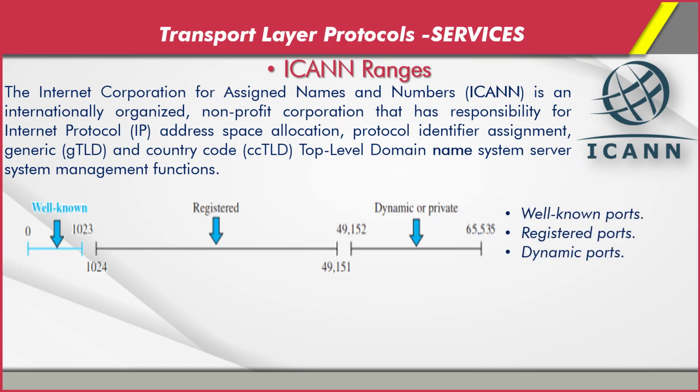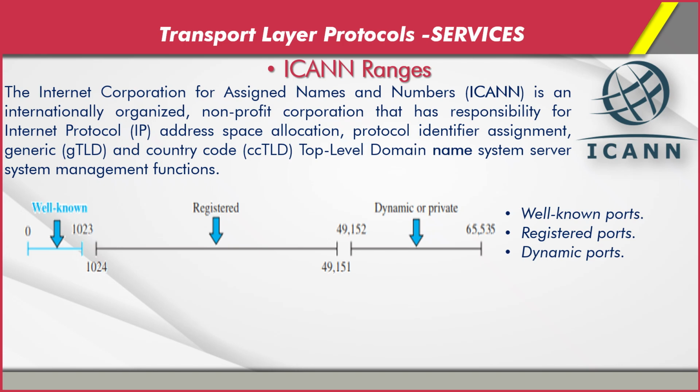This ICANN range provides three types of port numbers. The first one is well-known ports, that means the ports ranging from 0 to 1023, which are assigned and controlled by ICANN. These port numbers are called well-known port numbers.